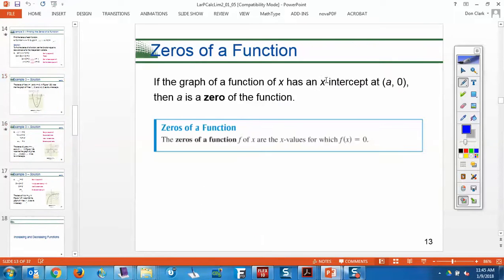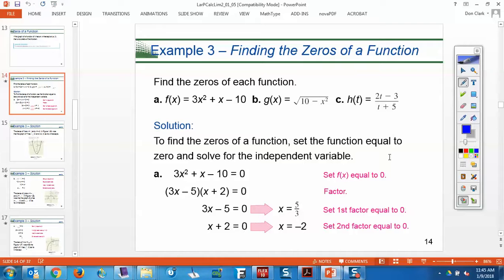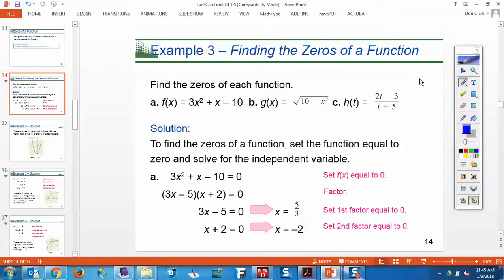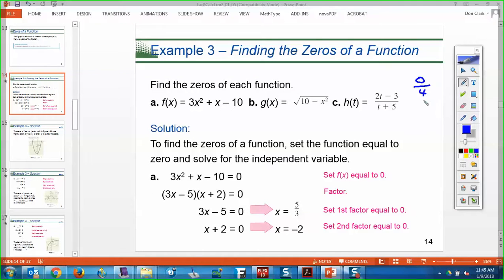Now, with this fraction, when is a fraction ever equal to 0? I think we had this conversation already. When is a fraction ever equal to 0? When the top is 0. Like 0 over 4 or something like that. That's when a fraction equals 0, when the top is 0. So really all you have to do is solve the top equal to 0. So 2t minus 3 equals 0, and we just solve that. Okay? We don't care about the bottom.